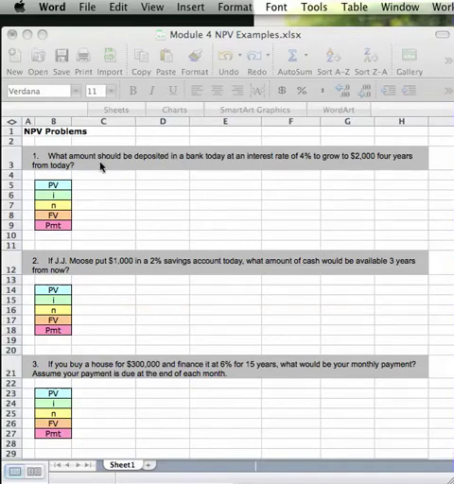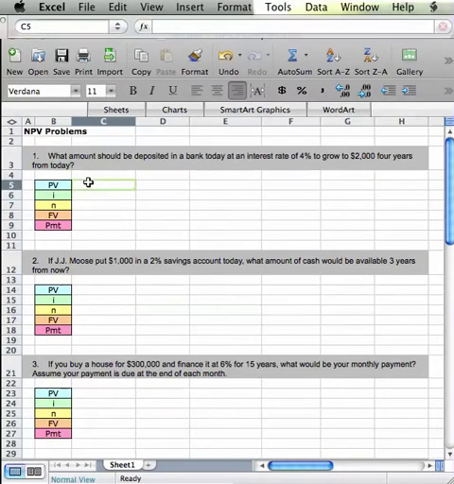Our first example is asking us what amount should be deposited in a bank today at an interest rate of 4% to grow to be $2,000 after 4 years' time. What we're solving for here is our present value. Our interest rate, we know, is 4%. The number of periods from today is 4 years, and our future value that we're trying to achieve is $2,000. In this case, we have no payment, so I'll leave that blank.